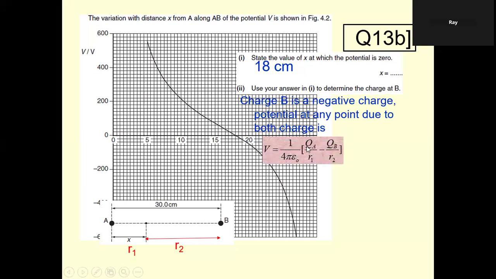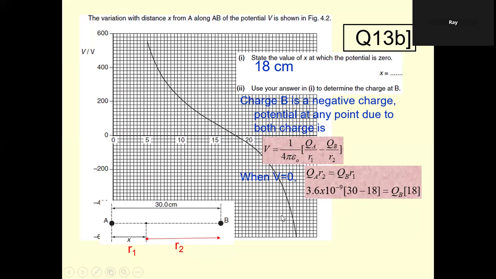You can use one charge's formula for both charges, one is A, one is B. So both of them are 0. B is 0. So QA over R, this is equal, that one will cancel off. So QA over R2, Q1, QB over R1. Put in your value.